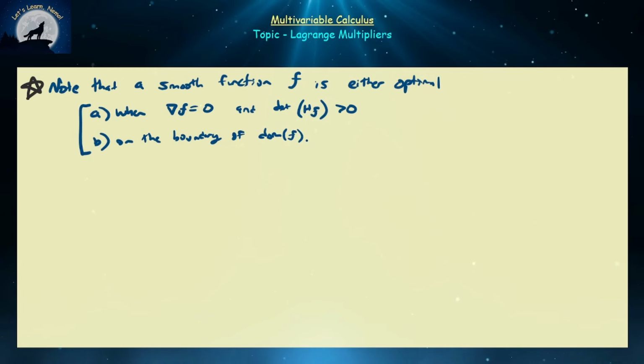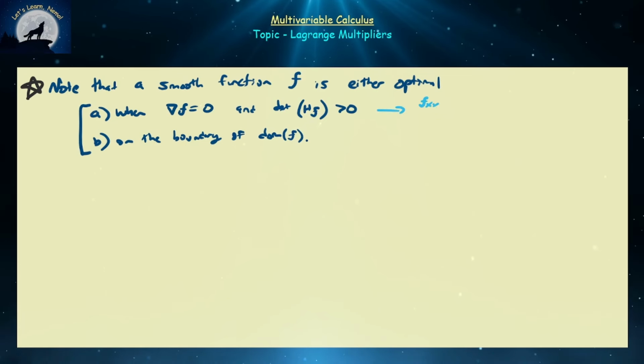Keep in mind that a smooth function f is either optimal when the gradient of f is equal to 0 and the determinant of the Hessian of the function is greater than 0. Because if the determinant of the Hessian is less than 0, then it is a saddle point. And if it's equal to 0, that's inconclusive. Or when the function attains boundary values with respect to its domain. And keep in mind, in case you don't remember when gradient is equal to 0, how to classify it as a max or min. So the determinant of the Hessian matrix, which is the matrix of all second-order partials, has a determinant that's positive.